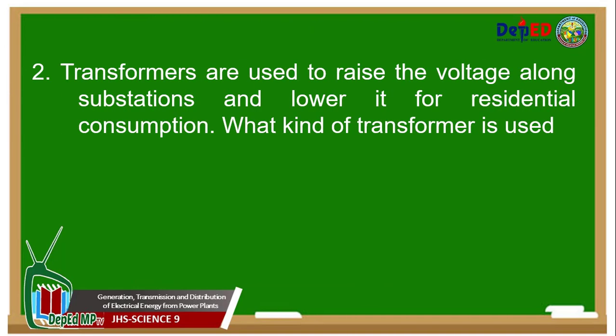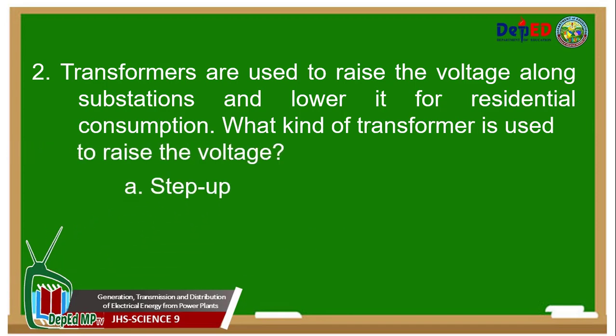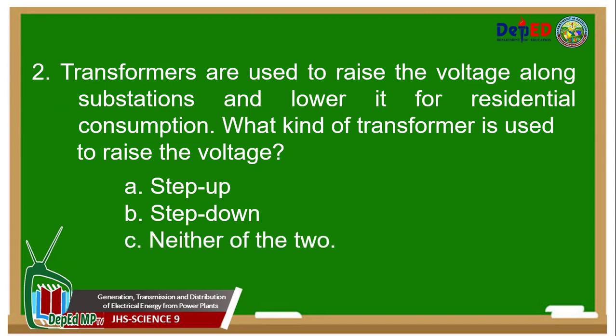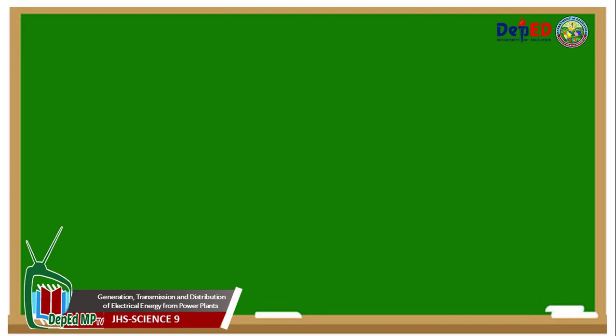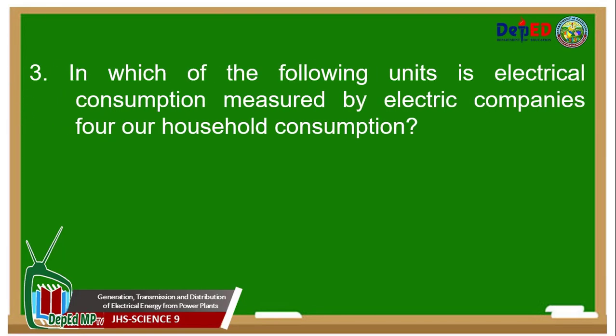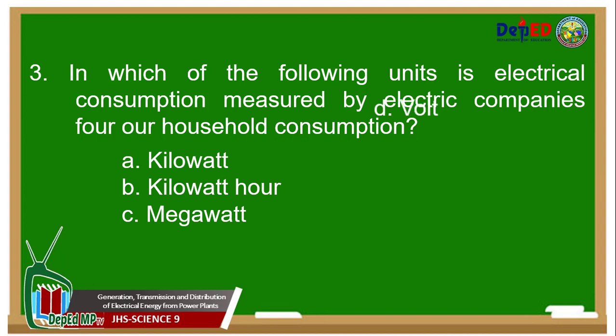Number 2, transformers are used to raise the voltage along substations and lower it for residential consumption. What kind of transformer is used to raise the voltage? A. Step up. B. Step down. C. Neither of the two. D. Both. Number 3. In which of the following units is electrical consumption measured by electric companies for our household consumption? A. Kilowatt. B. Kilowatt-hour. C. Megawatt. D. Volt.